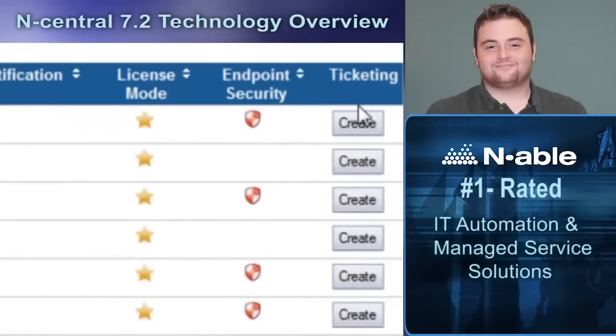You can see here that I also have a button for ticketing. So I've integrated N-Central with Autotask, and I have the capability to create a ticket right off of problems from my knock view. I can also configure it so that, for example, if something returns to normal or corrects itself, it can automatically close that ticket within Autotask.